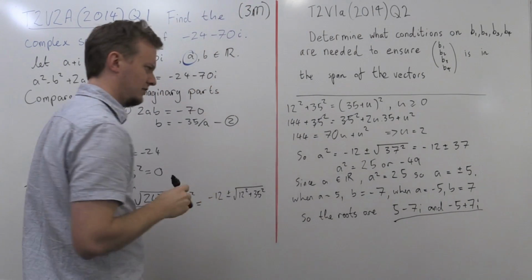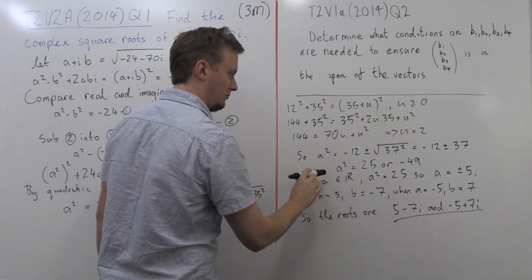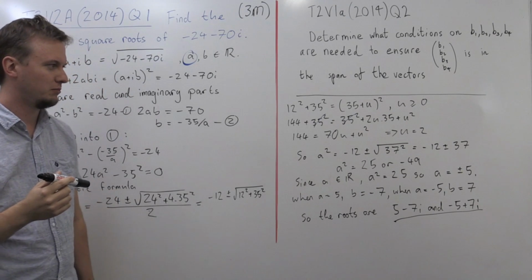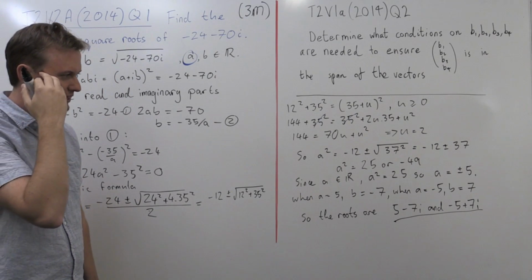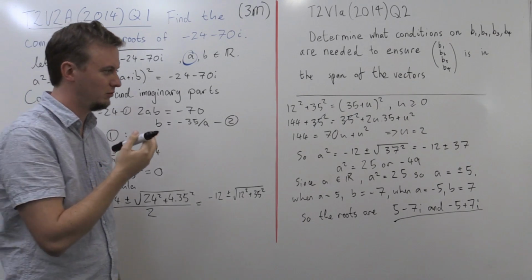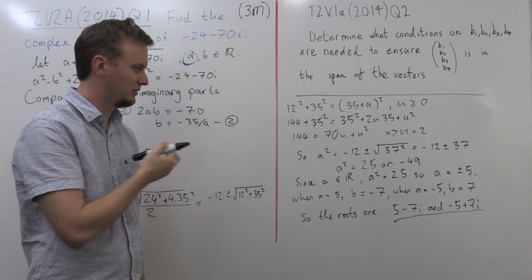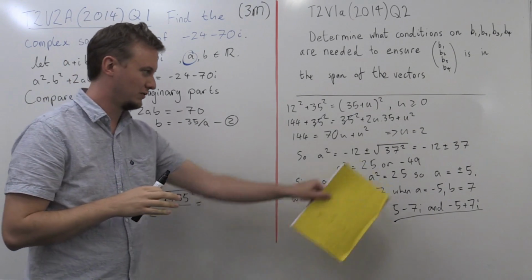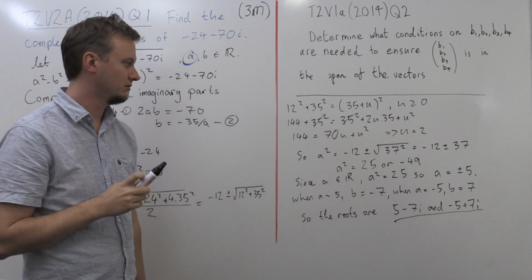So yeah, I guess this last part, it's really common for students to get to this information that a squared is 25 or minus 49, and yes, you must remember that a isn't a complex number. Well, it's a real number. In this case, it's actually an integer. So it doesn't have any imaginary parts, so that you can rule out one of those 2 cases.